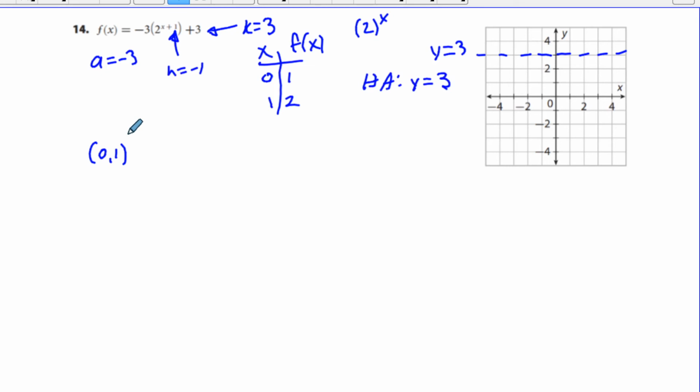The first thing we're going to do is this negative sign reflects about the x-axis. So I'm going to put reflect x-axis. What that's going to do is take this 0, 1 and make it 0, negative 1. And now we have this stretch by 3, and what that's going to do is take this negative 1 and multiply it by 3. So we're going to get negative 3.